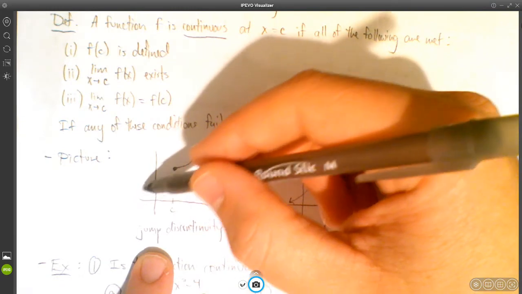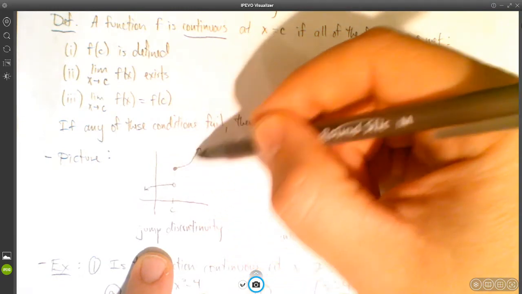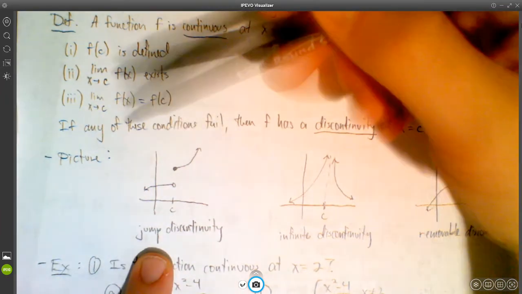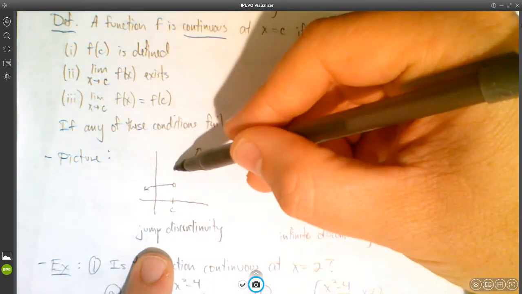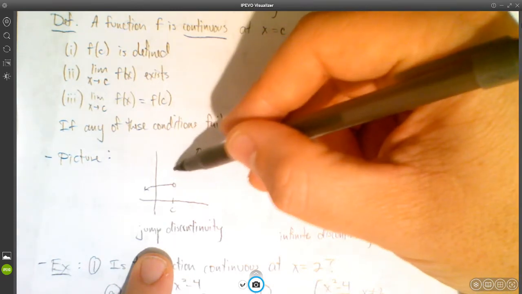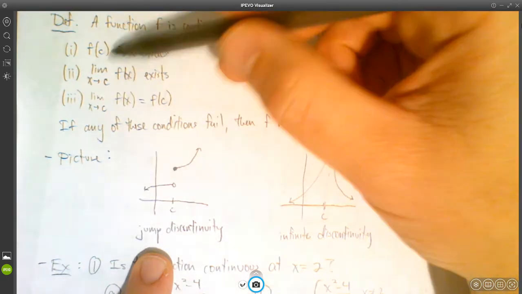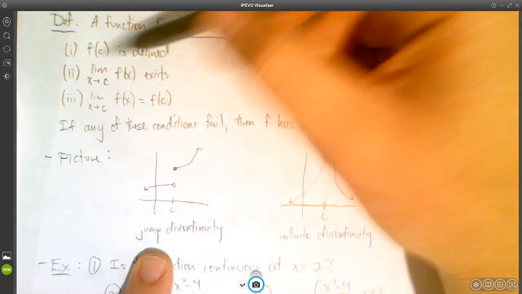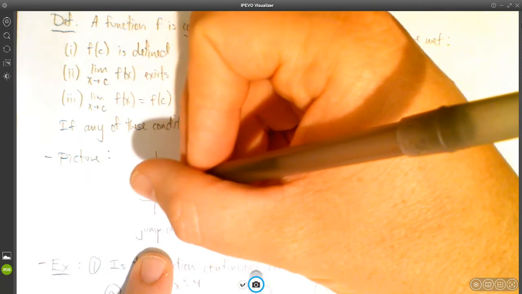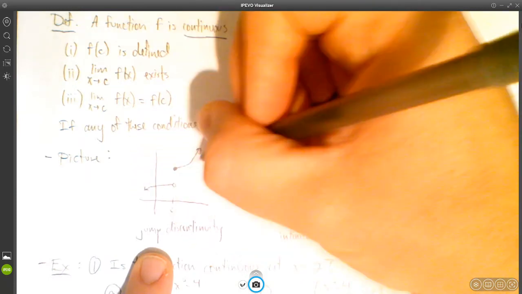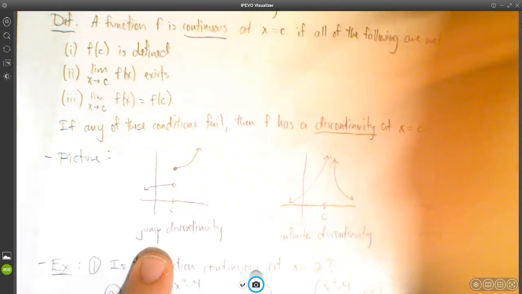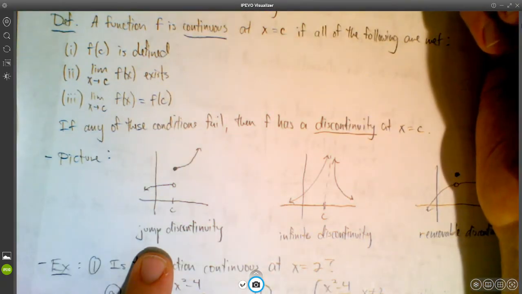It's like you're on this half of the graph and then you jump to the next one. But there's a discontinuity here, right? Because f of c is defined, right? So that's fine. Condition 1 is met. F of c is whatever that value is right there. But condition 2 fails, right? Because the limit as x approaches c of f of x does not exist. From the left, you're approaching this value. From the right, you're approaching a different value. And so condition 2 fails.